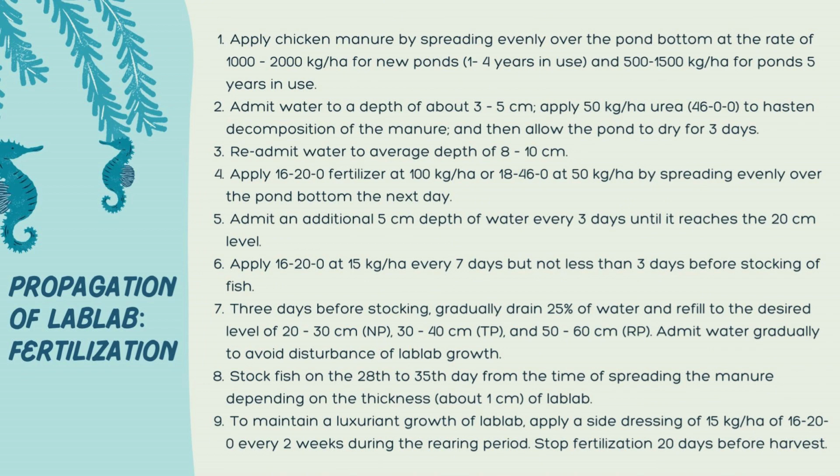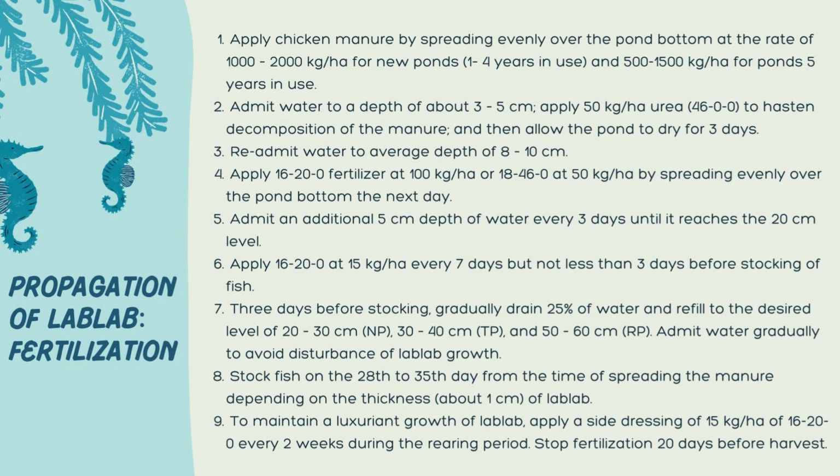Then stock the fish on the 28th to 35th day from the time of spreading the manure, depending on the thickness of the lablab, which should be about 1 centimeter already. Then maintain a luxuriant growth of lablab and apply a side dressing of 15 kilograms per hectare of ammonium phosphate every 2 weeks during the rearing period, and then stop the fertilization process 20 days before harvesting the fish.